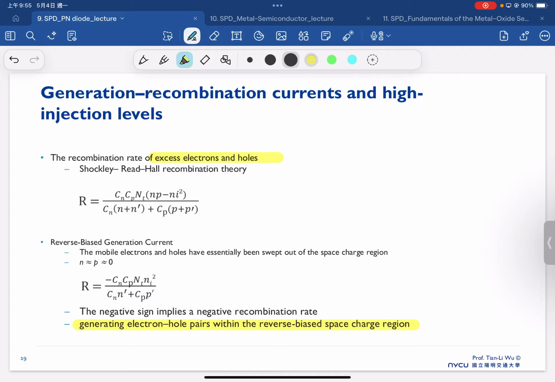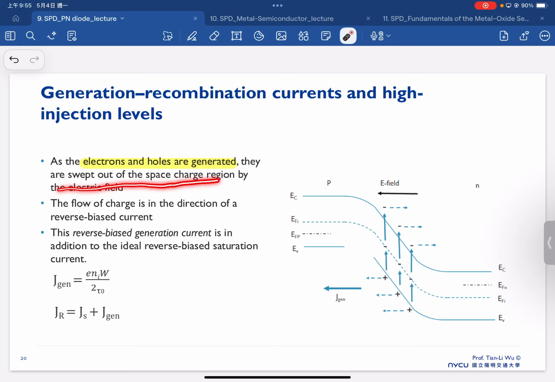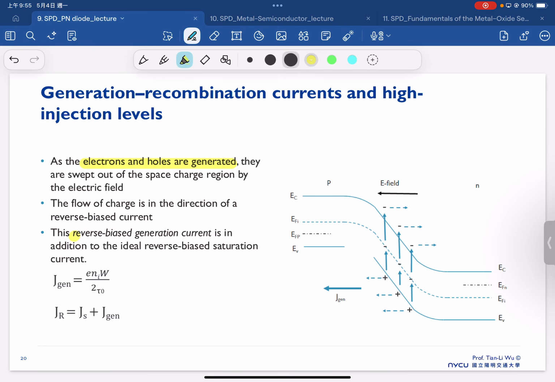So that's a certain concept that we have to pay attention to. As electron-hole pairs are generated, they are swept out of the space charge region by the electric field, and the flow of charge is in the direction of a reverse bias current. Therefore this reverse bias generation current is a current in addition to the reverse bias saturation current.